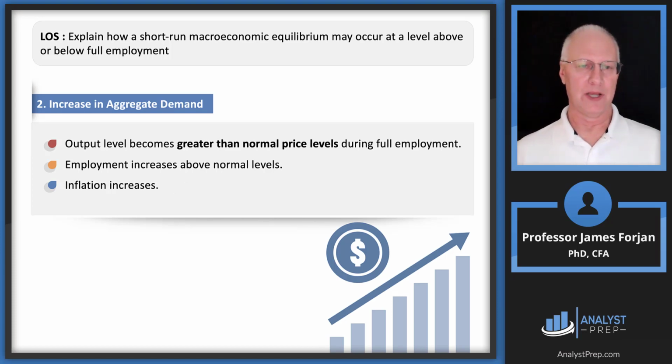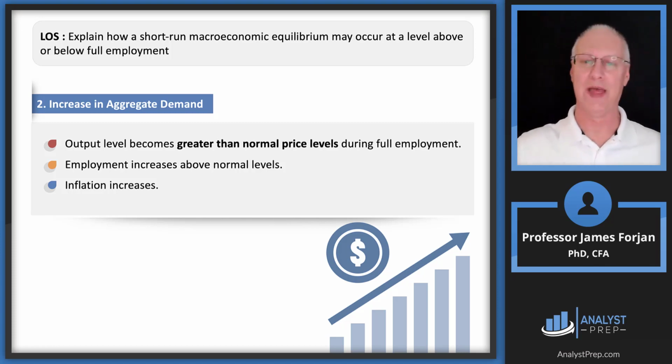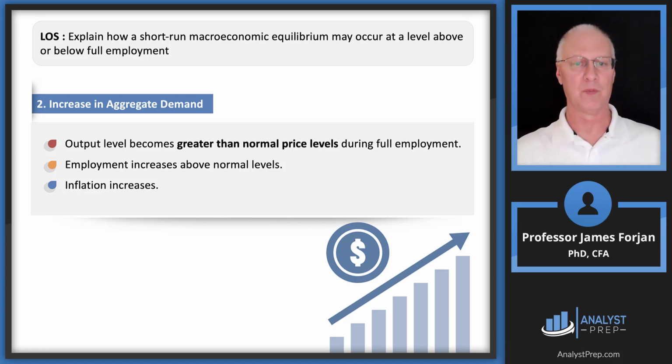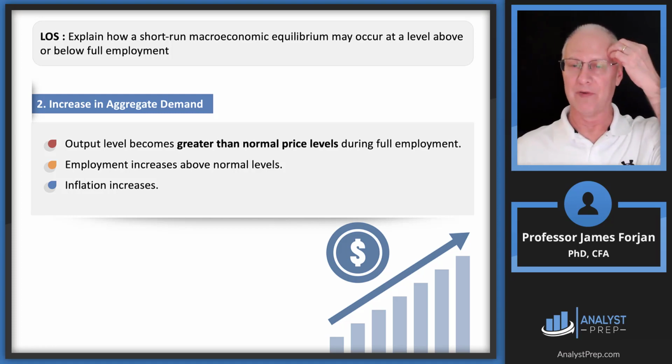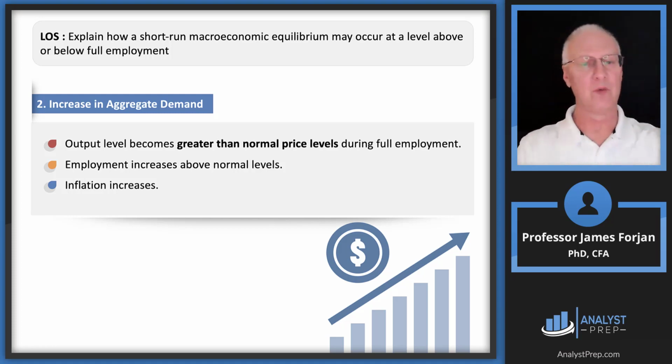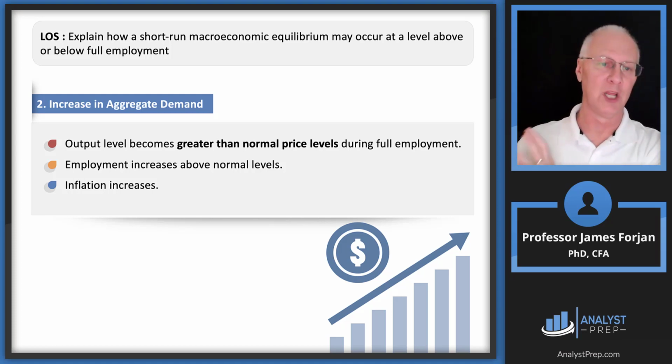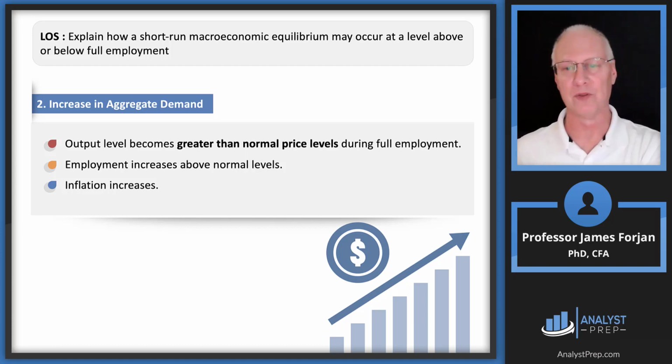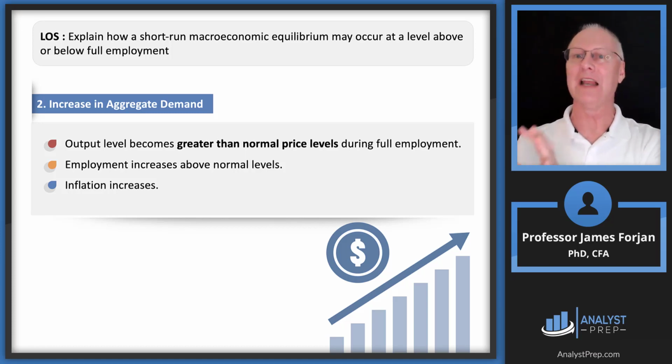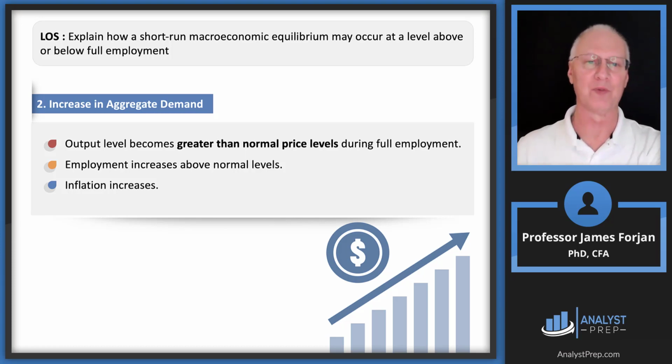Now, how about if we look at an increase in aggregate demand? So that output level becomes greater than normal price levels, right? Suppose that for some reason, one of those reasons that we've talked about so far, that people really love my apples. Hey, Jim's Honeycrisp apple, the greatest apples ever. And that leads to an increase in aggregate demand, not only for apples, but for grapefruit and kiwi and for smartphones.